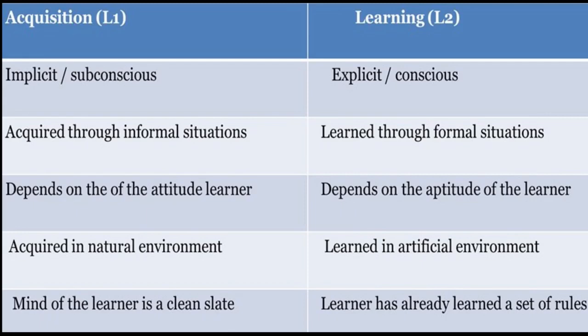Language is acquired through informal situations, but language is learned through formal situations. Acquisition depends on the attitude of the learner, and learning depends upon the aptitude of the learner. Language is acquired through a natural environment and is learned in an artificial environment. When one acquires a language, the first language, the mind of the learner is a clean slate. John Locke calls it a tabula rasa. But in the case of learning the second language, L2, the learner has already learned sets of rules. There is always a comparison and contrast between the rules of the first language and the second language.